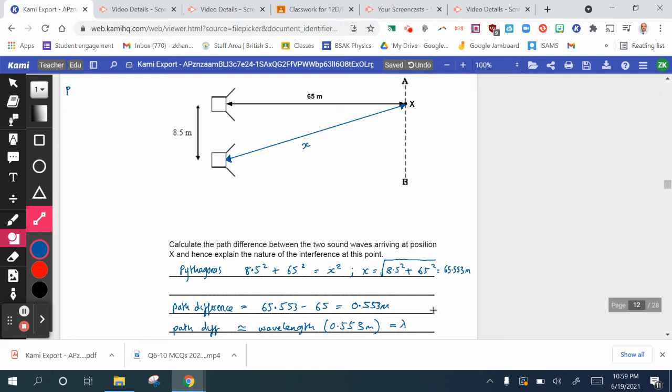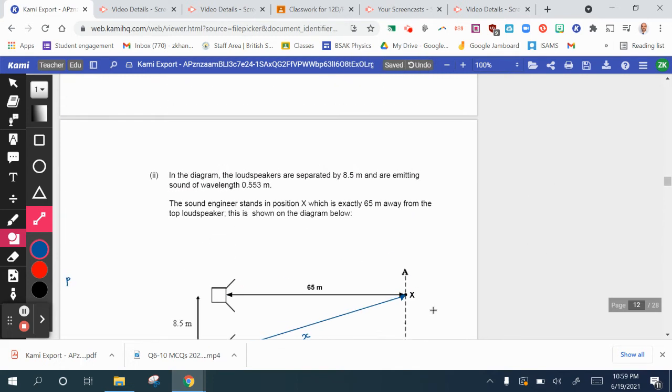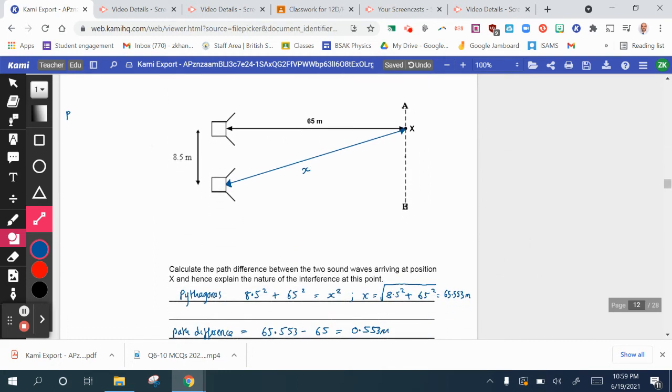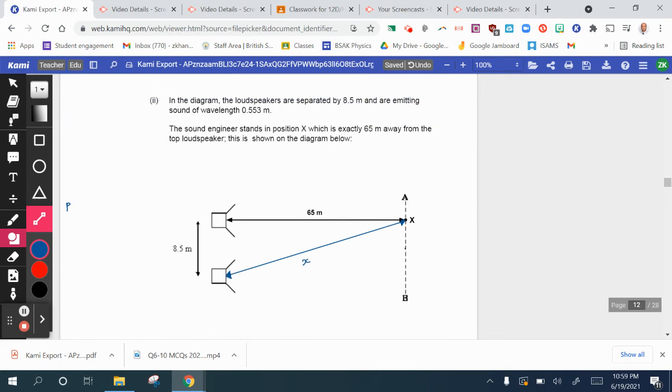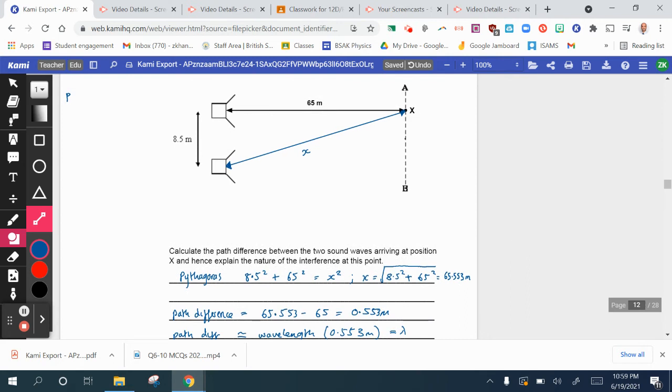Now, if the path difference corresponds to a whole number of wavelengths, a multiple of 0.553, then we'll know it is constructive interference. And if it's out by order of half wavelengths, then it will be destructive interference. So let's find out what the path difference is between the wave traveling from here to here and the wave traveling from here to here. So the difference in path is this distance here minus this distance here.